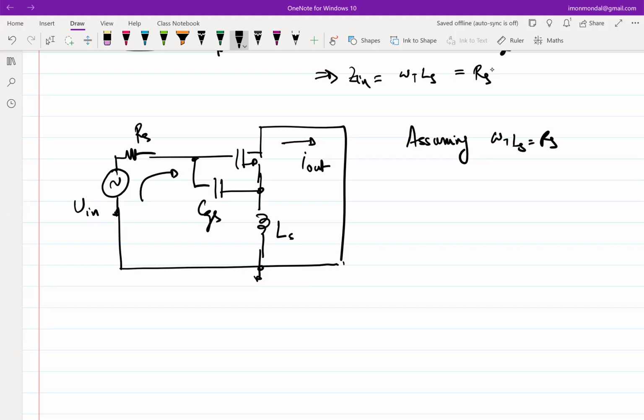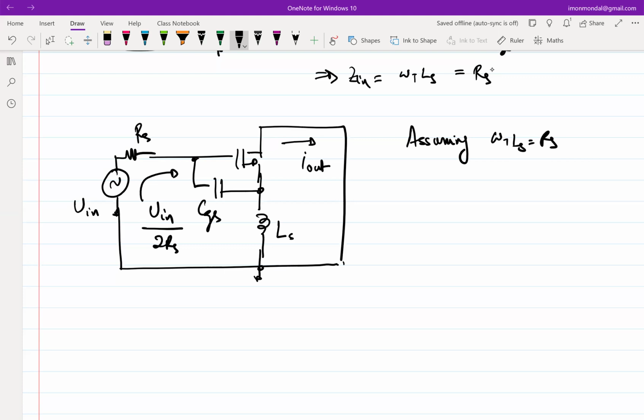Pardon? V in over 2Rs, right? Rs given by the matching network and Rs it has already, V in by 2Rs. So this current is essentially flowing through the CGS because the capacitance associated with the MOSFET has been lumped into CGS. In this configuration, the MOSFET input impedance is infinite, so this entire current flows into CGS.